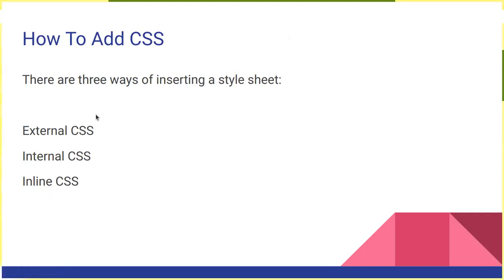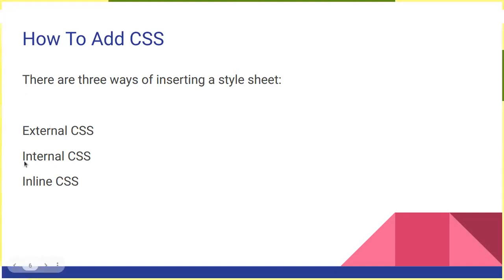External CSS means we can call a CSS style file externally. Either that could be a file from the current folder, or it could be a third-party URL. So that will contain some CSS style over there.